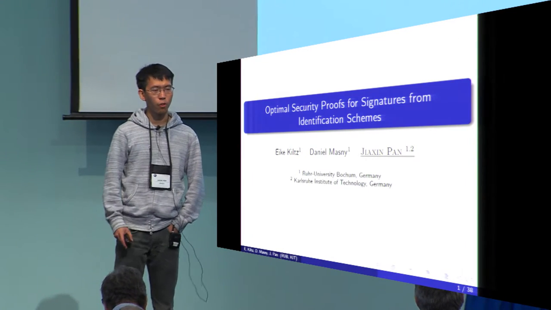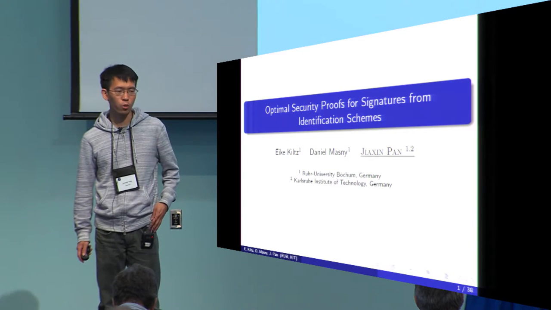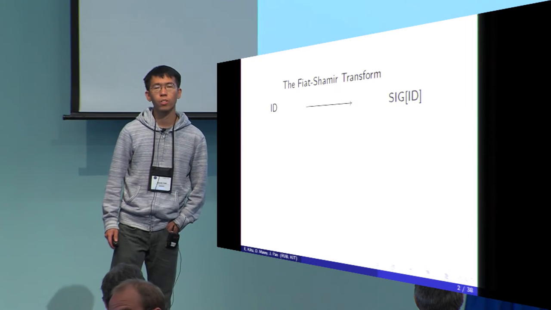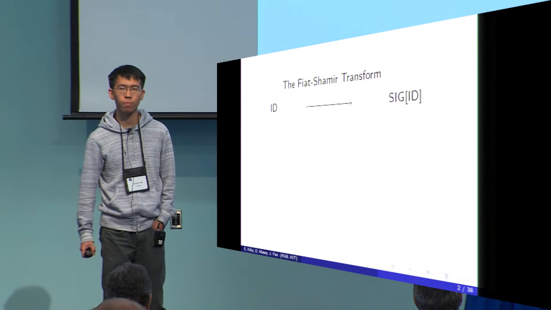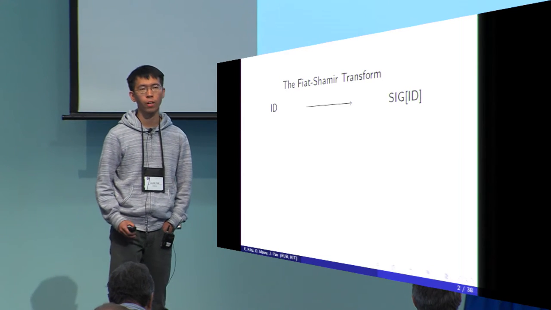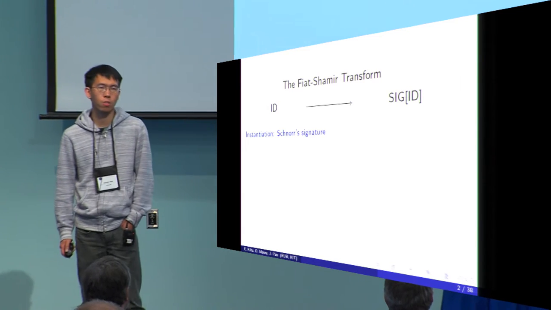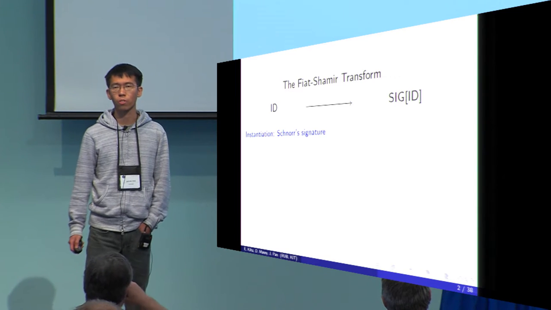So in the following, I'm going to present my joint work with Ike Kilt and Daniel Masny on the optimal security proof for signatures from identification schemes. Basically, in this paper, we mainly talk about the Fiat-Shamir transformation, which transforms an identification scheme to a signature scheme. One of the famous textbook examples is the Schnorr signature.